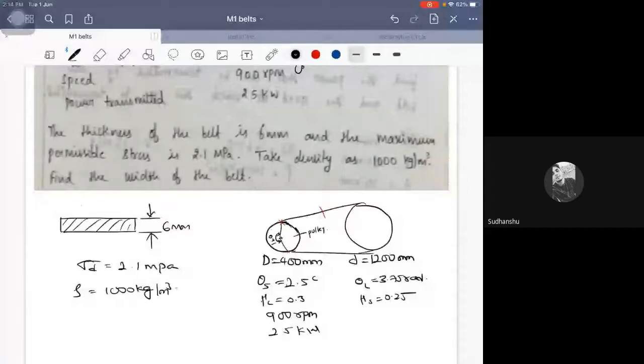Okay. So what are we supposed to find here? I think all the parameters are given. What are we supposed to find?